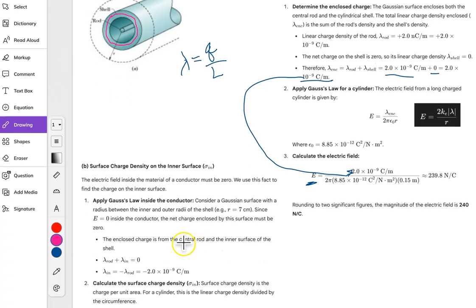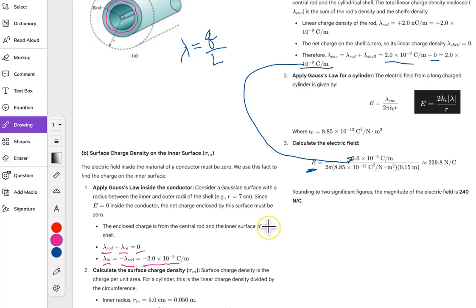The two things that are enclosed here are the rod itself and the inner part of the shell. The outer part of the shell we're not going to worry about. So here we've got the rod plus the inner part of the shell, and the linear density is equal to 0. Therefore we could say that the inside of that shell is equal to the opposite linear density of the rod, and that would be negative 2 times 10 to the negative 9th.